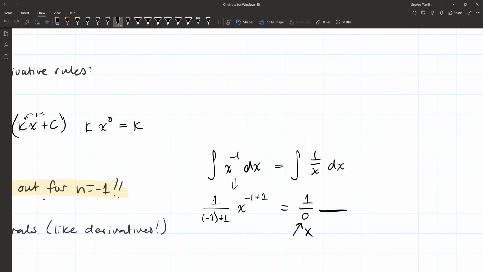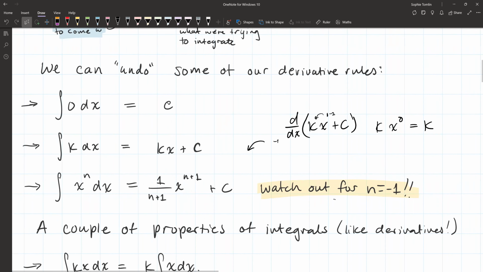Although you might recognize this guy here was a derivative that we saw, one of those handy ones. And so this integral is actually just equal to 1 over x plus c. But yeah, so that's a little side note, something to watch out for.